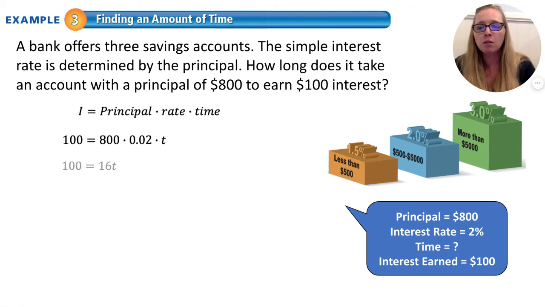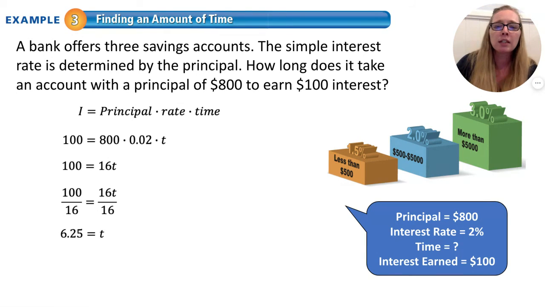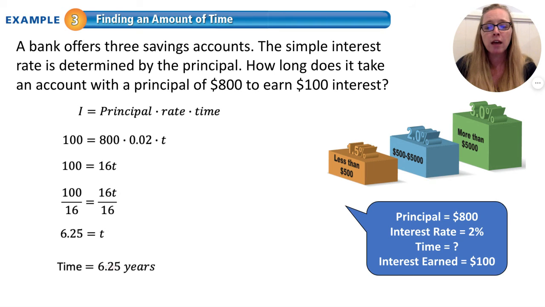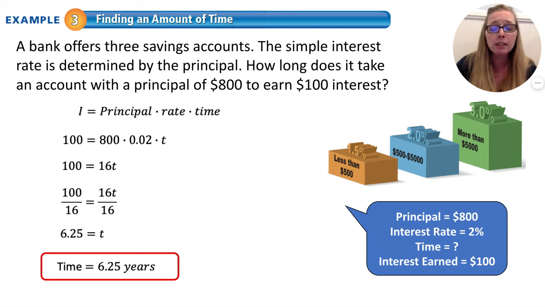So let's multiply 800 times 0.02, which is 16. So 100 equals 16t. Divide both sides by 16. Go ahead and use a calculator for 100 divided by 16. We get 6.25 equals t. And then our answer, thinking about what we're asked in the problem, like how long is it going to take? Well, it's going to take 6.25 years, 6 and 1/4 of a year.